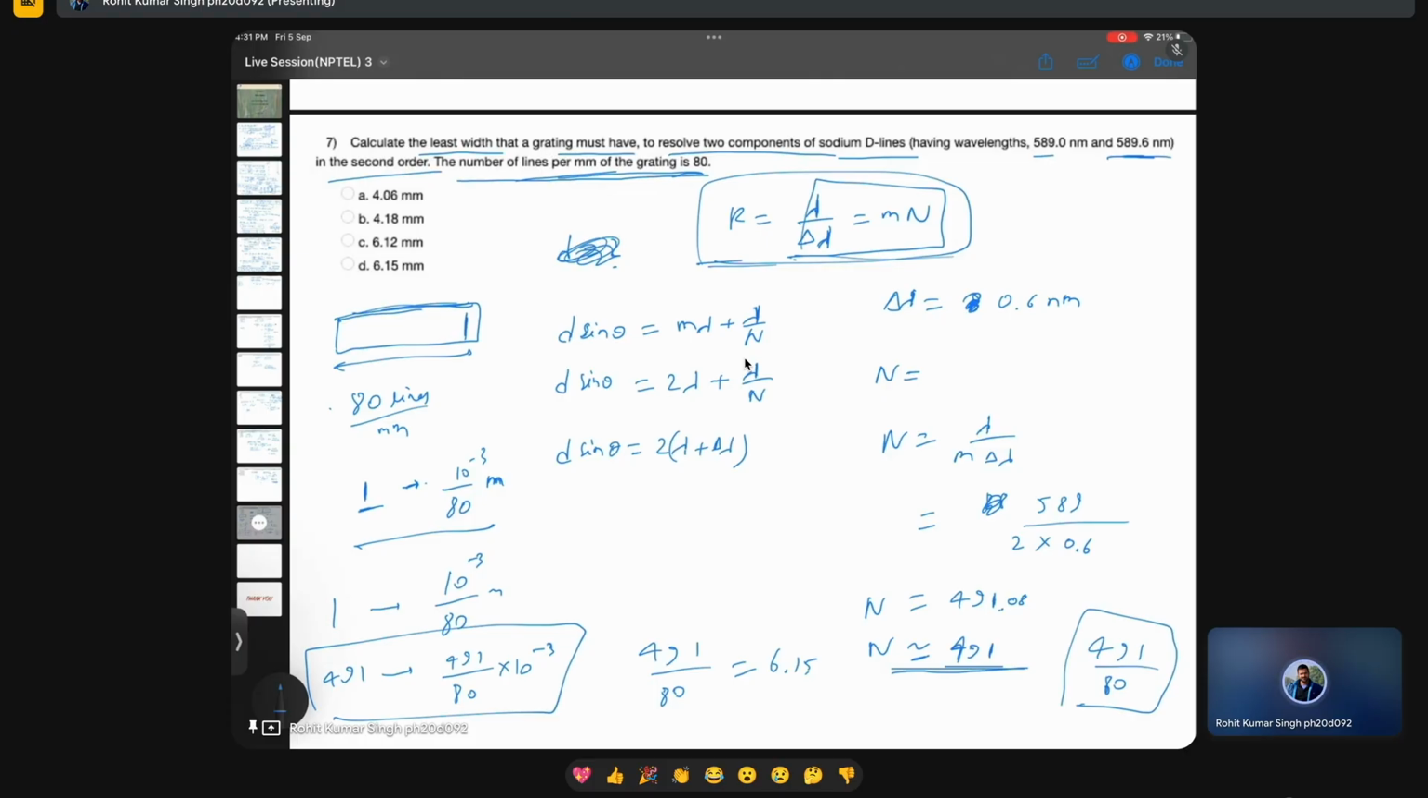See, you guys are better than me. Very good. So yeah, then it makes sense. So your grating must have width of 6.15 millimeter, and then the number of lines per millimeter of that grating should be 80. Then you will be able to resolve these two sodium lines. Great. Okay. Nice. So everyone understood this problem? I got confused. I thought it's asking the width of one slit, but it's asking the width of the whole grating.